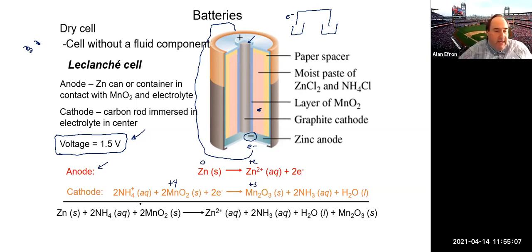The differences in sizes, right? A C battery, a D battery, whatever it may be, just means it could progress this reaction over and over for a longer period of time than a smaller battery would.